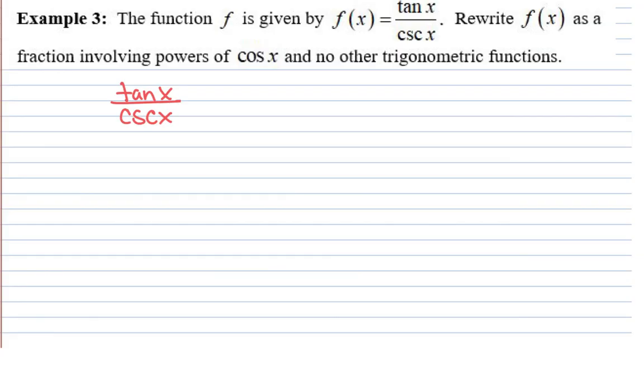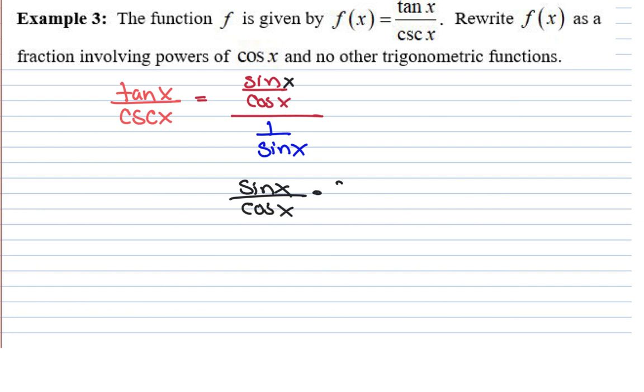So on this question, they want you to write tangent of x divided by cosecant of x just as cosine. So again, remember I said it's easier if you write everything in sines and cosines. So I'm going to write the tangent as sine of x over cosine of x. And then we know that cosecant is the same thing as 1 over sine of x. And then we're just going to keep, change, flip. So we have sine of x over cosine of x, change that to multiplication, flip it. And then we just multiply across. So we have 2 sines, so that's sine squared over cosine of x.